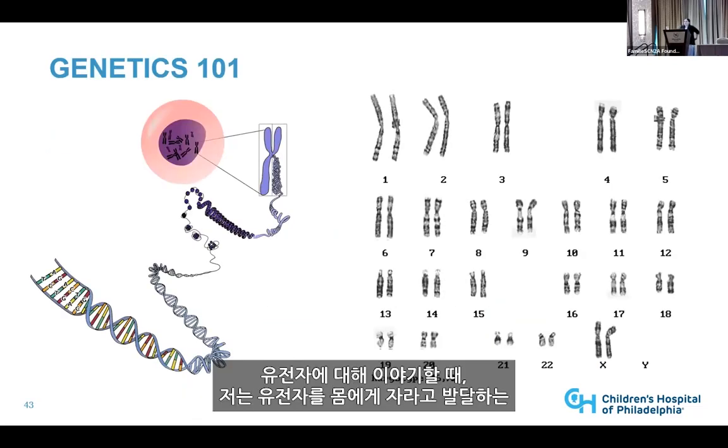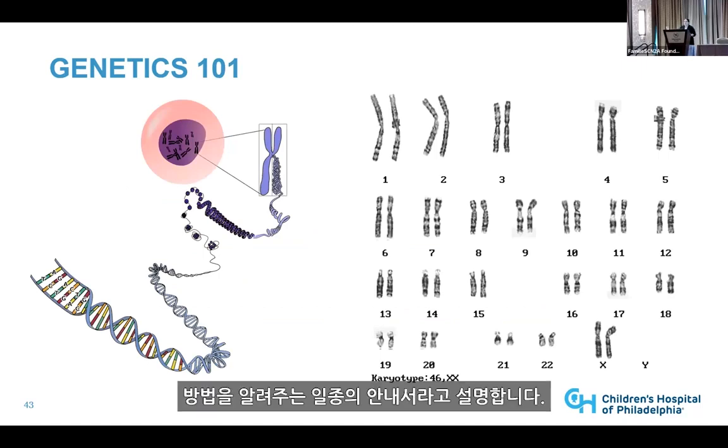When we think about our genetics, I like to think of them like an instruction manual that our body has to read in order to tell our body how to grow and how to develop. So this is all in our genetic code. And our genetic code is packaged into what we call chromosomes.